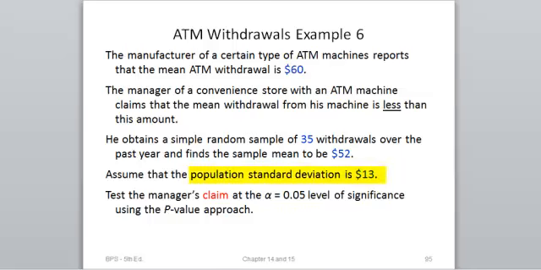We have a population standard deviation, that's condition number 3. They give it to us as $13. So I am now able to put all my information, because they gave me the sample mean, we got the sample size, everything. I can now use my Minitab command and find the p-value.